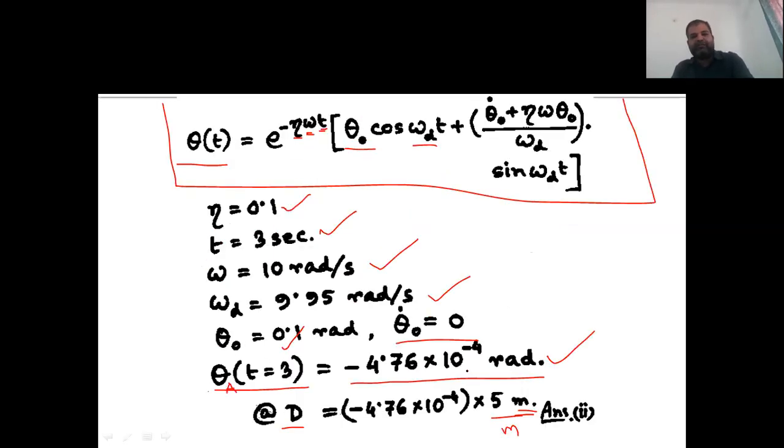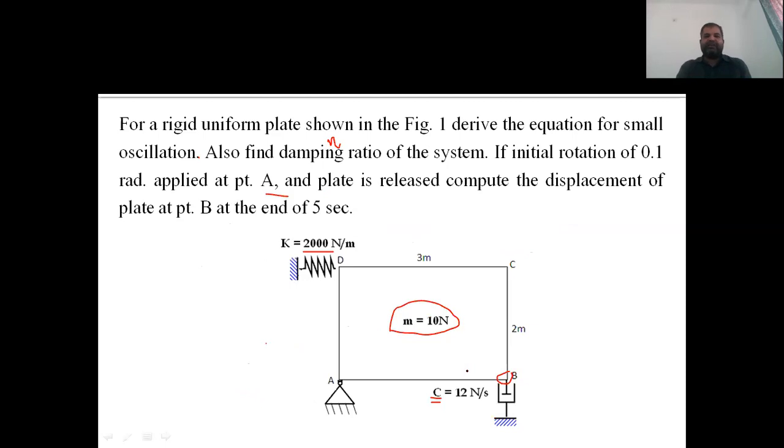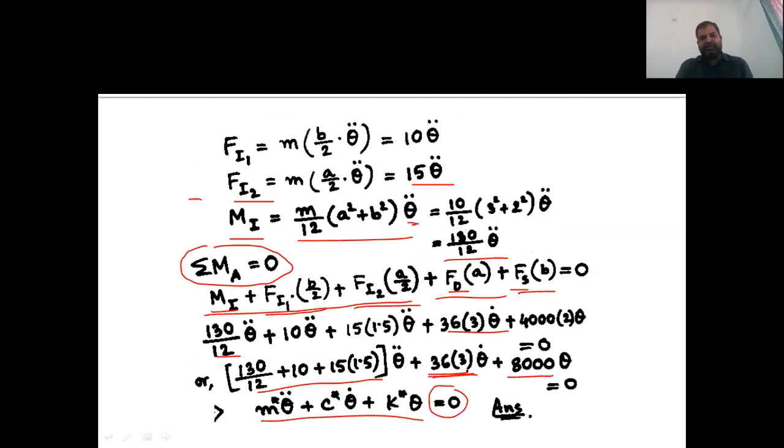Calculate first theta at A at 5 seconds. Then it is transferred to point B, which is at a distance of b as per this particular formula. Multiplied with this length, you will get this particular value. So this way you can solve this particular example.